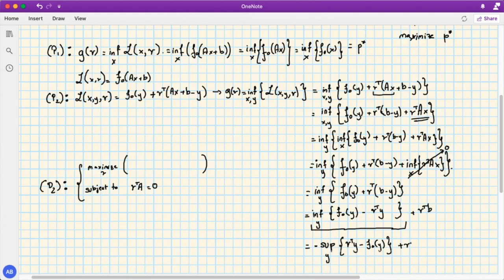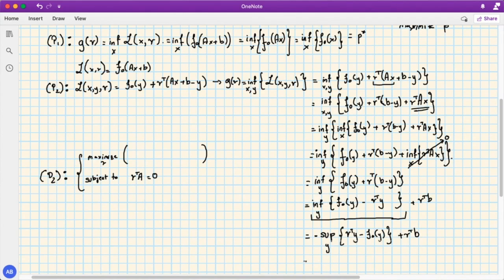Plus mu transpose b. Why did I do that? Well, I could express this whole thing in terms of the conjugate function of f0. That is, minus, this thing is defined as f0 star of the arbitrary vector nu, plus nu transpose b. Okay? Now this is the simplest form you can write this term down. So this is my g of nu.